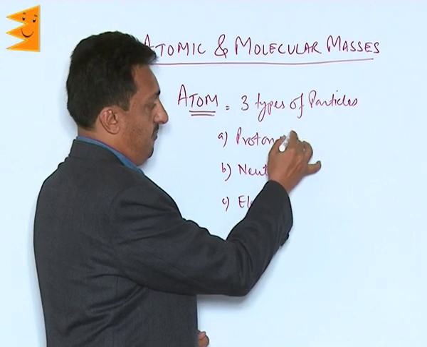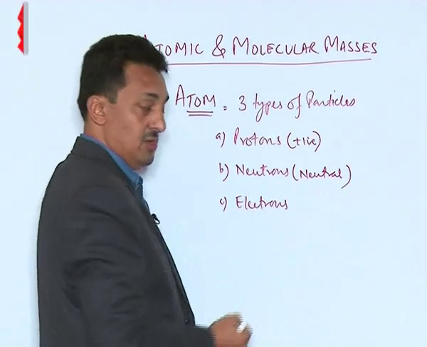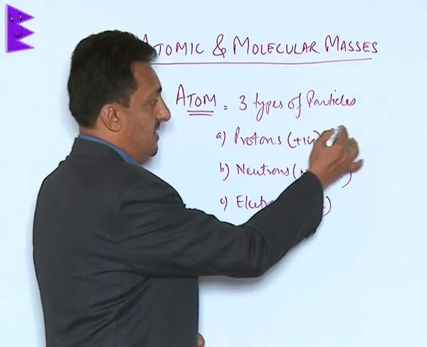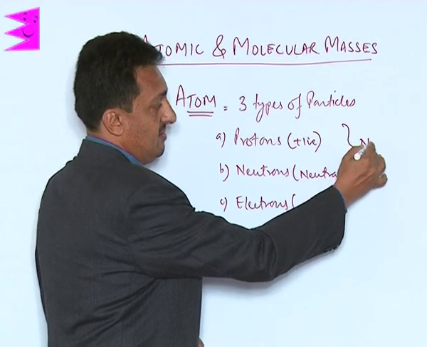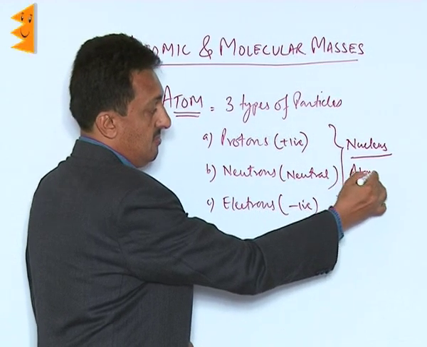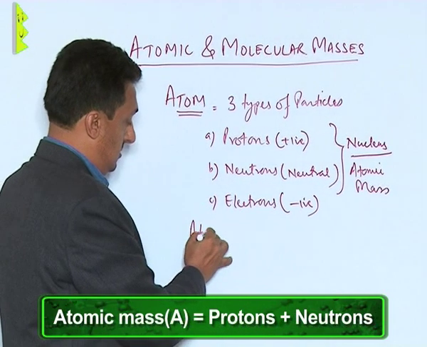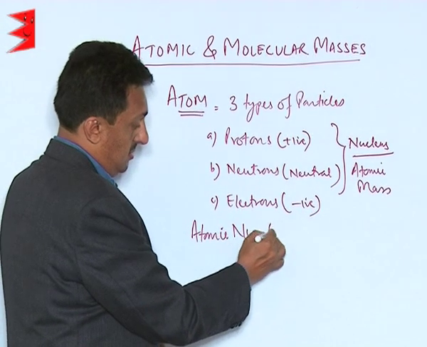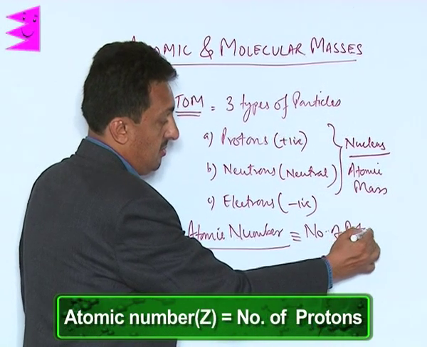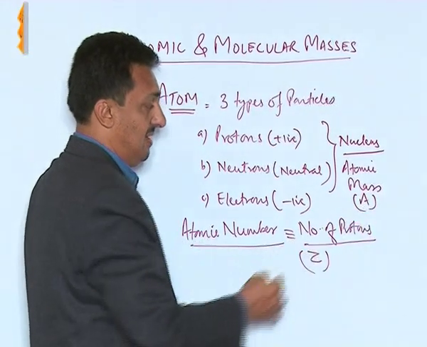Now, protons are positively charged, we know this. Neutrons are neutral, we also know this. And electrons are negatively charged. Now, these two together are present in the nucleus and they form the atomic mass, whereas the atomic number is always equal to the number of protons, also called Z, and atomic mass is given a symbol A.